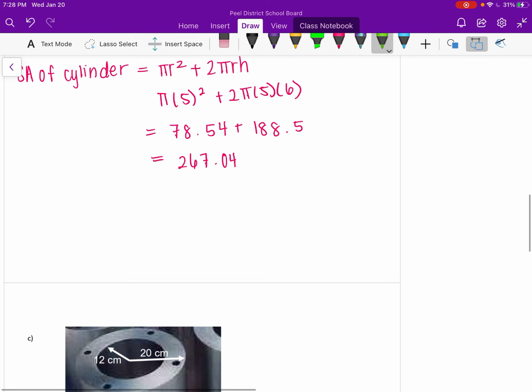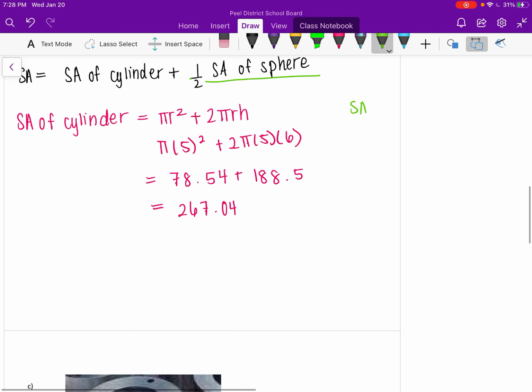Then I want to find the surface area of the sphere, and I'm going to do that in green. So let's do half the surface area of the sphere. The surface area of the sphere is just pi r squared. Sorry, surface area of the sphere is not that. It is equal to 4 pi r squared. So I know these two can cancel out, and I'm left with 2 pi r squared. You could have just done 4 pi r squared times half, it doesn't matter. Do whichever way you're comfortable.